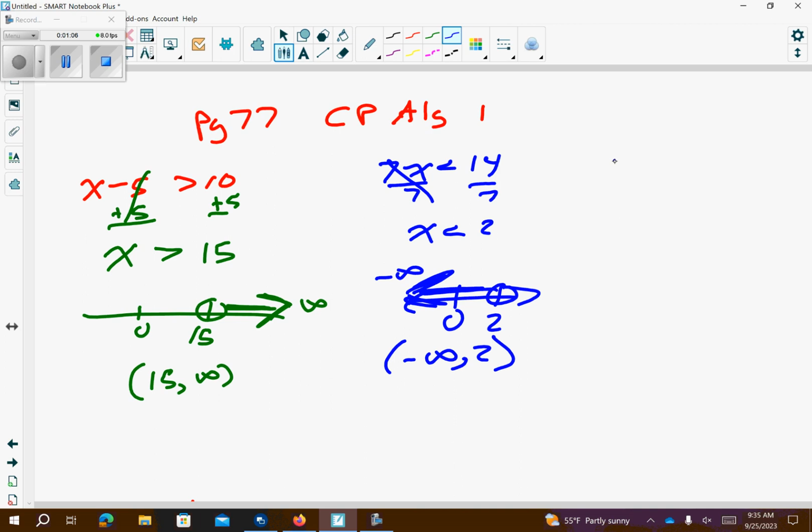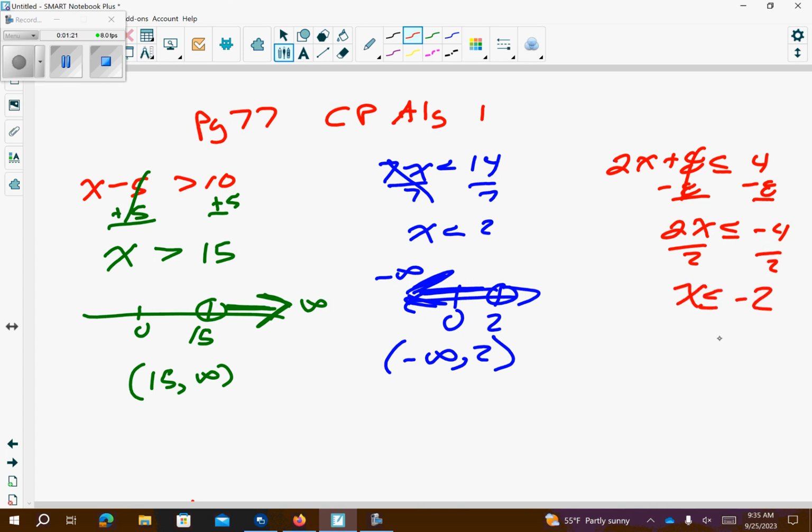For the third problem, we have 2x plus 8 is less than or equal to 4. So let's go ahead and solve this. I'm going to subtract 8 from both sides of the inequality. So I get negative 4, divide each side by 2. So I'm going to get x is less than or equal to negative 2. So on a number line, you have a negative 2 here, you have a 0 here. This is going to be a solid dot going this way. So that's pointing to negative infinity. Read it from left to right, negative infinity to negative 2. But the negative 2 is going to have a hard bracket or a square bracket because you have a solid dot.